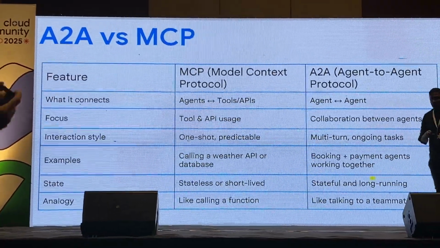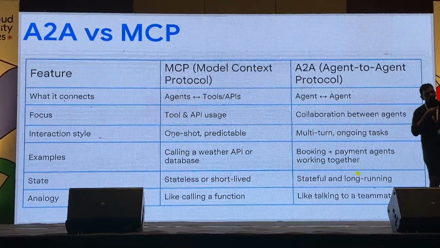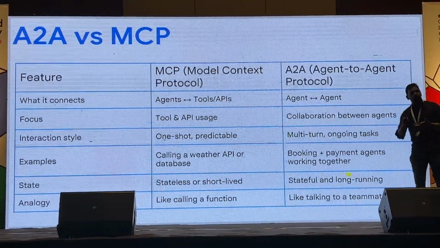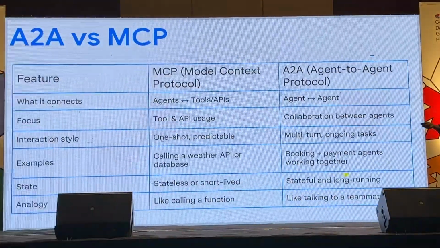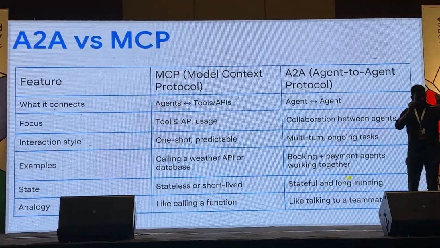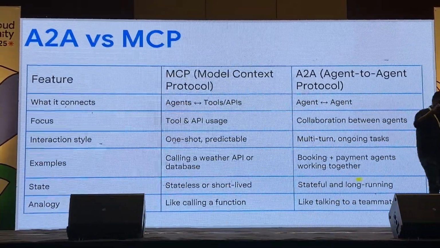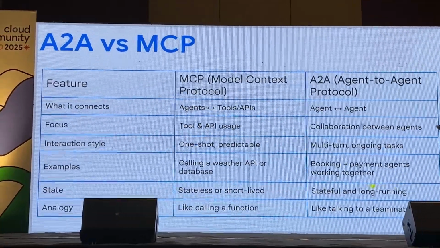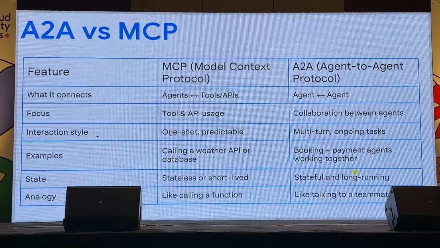But A2A connects agent to agent for collaboration. They talk directly, agent to agent, share communication, do the negotiation, and work on the task. The primary focus of MCP is on tools, API usage, databases, or data sources. Here, it's collaboration between agents. It's like, I am talking to you.